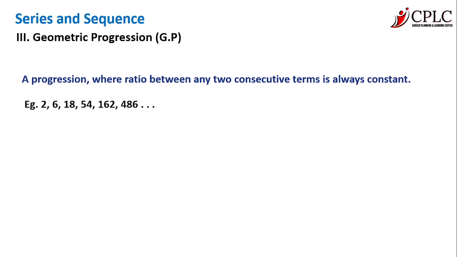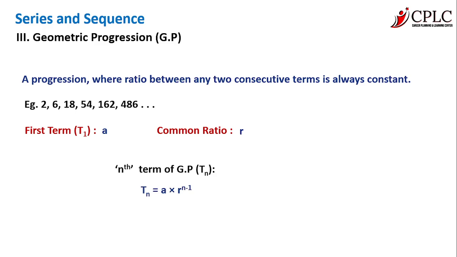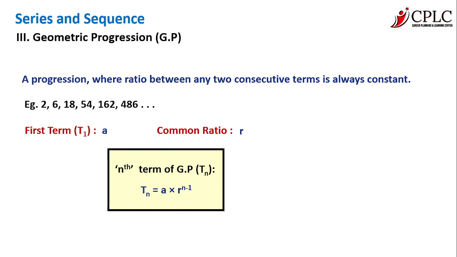Now, what are the terms? The terms are kind of similar. The first term is called small a again. The common ratio is called small r. And then the same two formulae: the nth term of the GP, which is a into r raised to n minus 1. With this formula, you can calculate any term of a geometric progression.